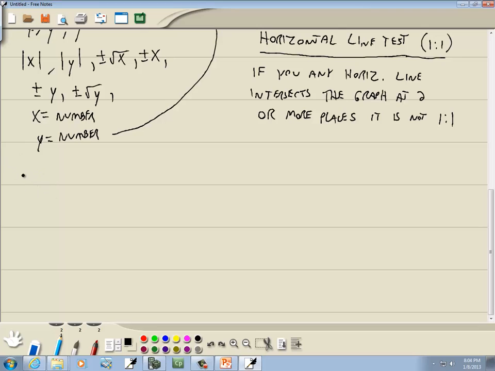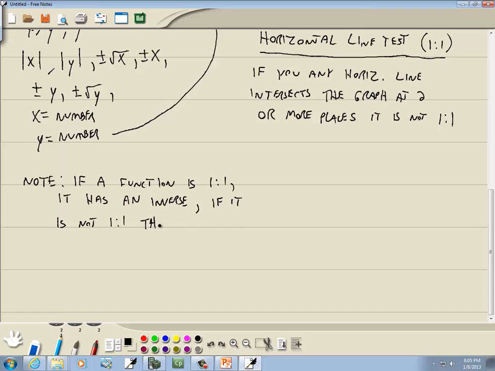Let's see. Well, why is this important? Why do we care? If a function is one-to-one, it has an inverse. So if a function is one-to-one, it has an inverse. If it's not one-to-one, there's no inverse.